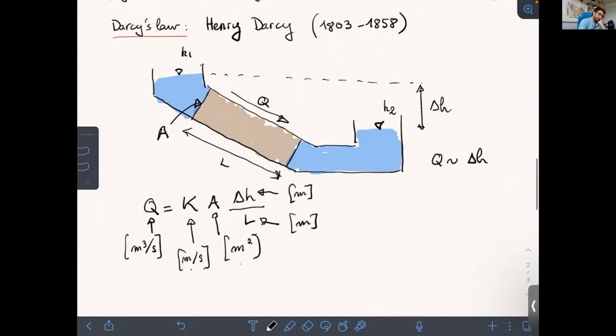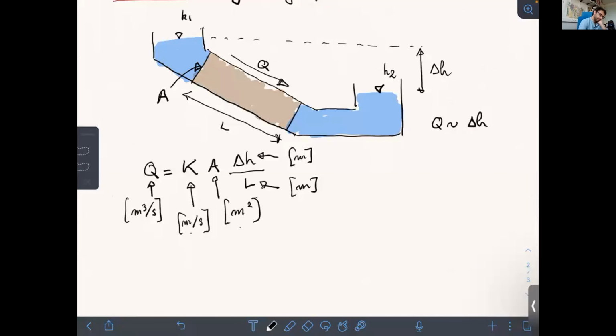So we have then this coefficient here is called the hydraulic conductivity, in meters per second. We will see how it is related to another parameter called permeability.